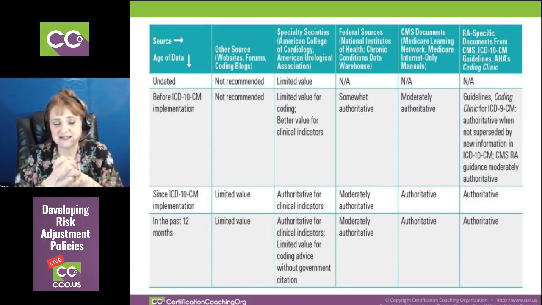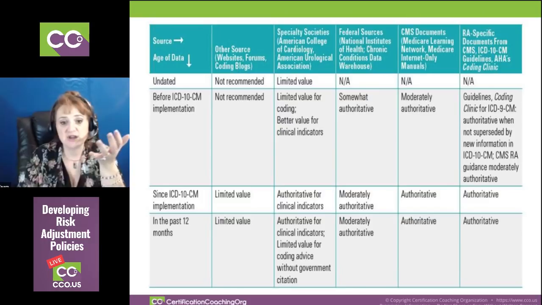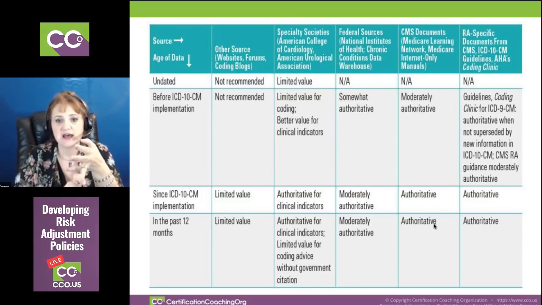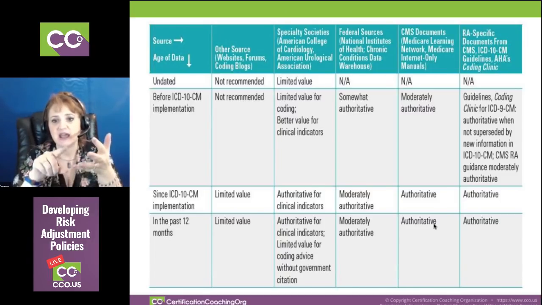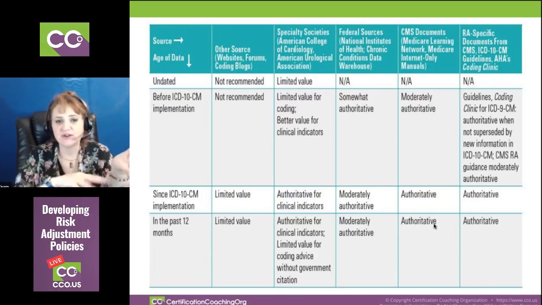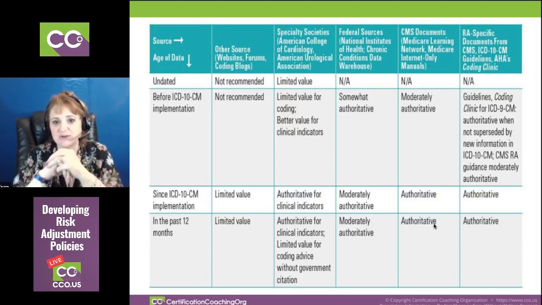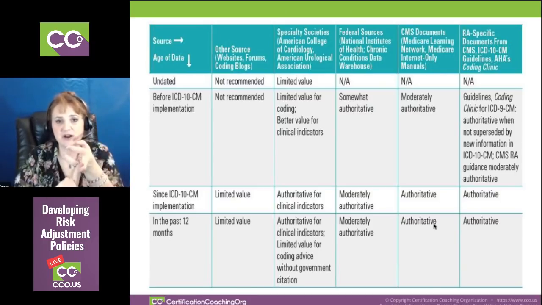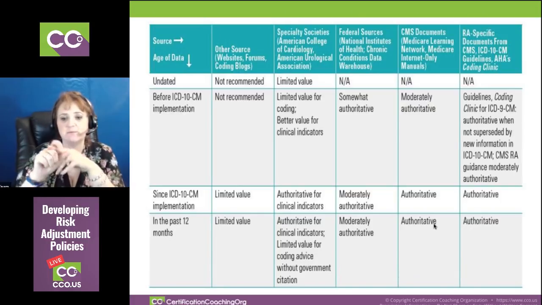Then after ICD-10, again, limited value. Is it good from an authoritative place like CMS? Federal sources, even they will have information that's out of date. CMS and RA specific places like Coding Clinic, absolutely, they're authoritative, in less than 12 months. Okay, if you're going out there and you're looking at just websites and stuff, again, pretty limited. You've got to take that with a grain of salt. Specialty, yeah, that's better. That's going to hold value. But even your federal stuff is not necessarily going to be up to date. CMS and Coding Clinic and RA specific sites, yeah, that's the best place to go.